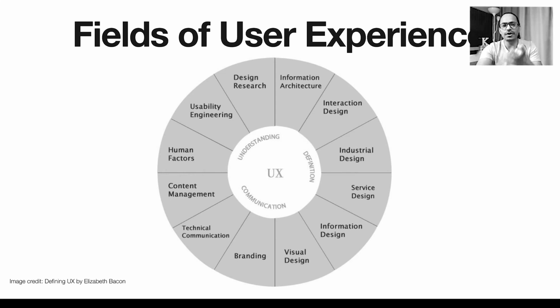So this is again an overview of what are the different fields in the user experience process or the industry. Once you specialize in one of these things, you could work on only interaction design, or only take care of human factors or content management, or just branding and visual design, or information architecture, service design, or just the research part. Since it's a big process, it depends upon the product that you're working on.